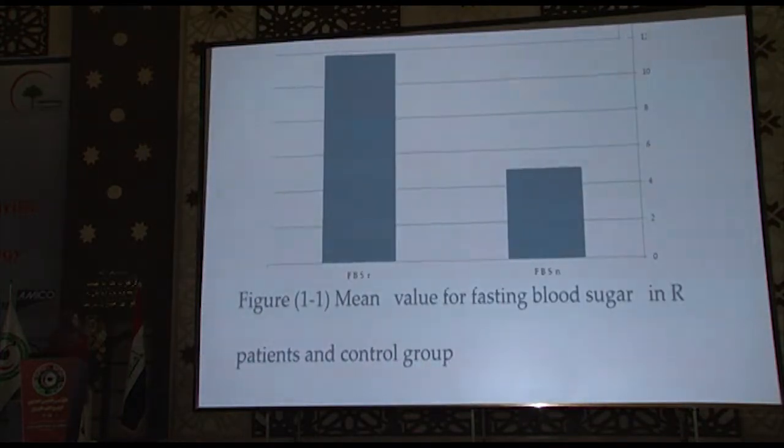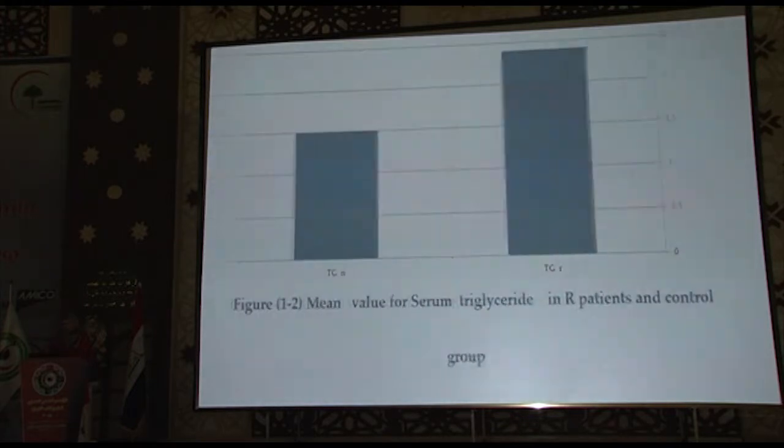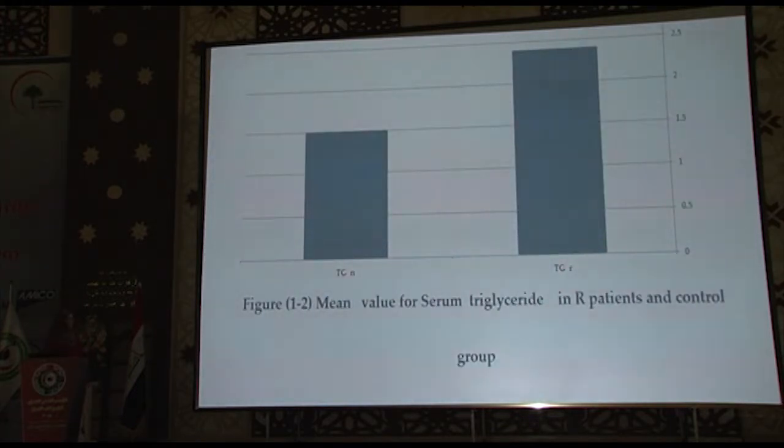Well, this is a diagram showing the mean value for fasting blood sugar in retinopathy patients and the control group. The first diagram is the fasting blood sugar with retinopathy patients, according to the other, which is fasting blood sugar within the normal group. This is another diagram showing the mean value for serum triglyceride in retinopathy patients and normal group.